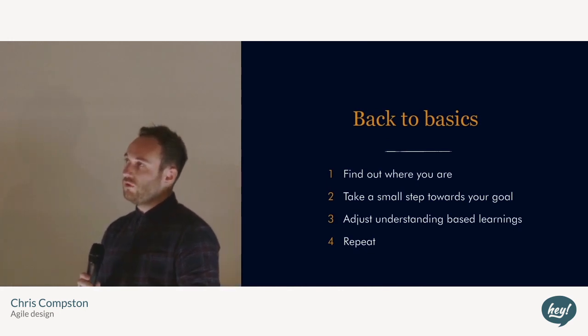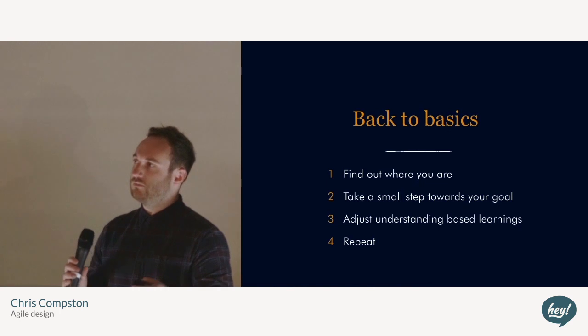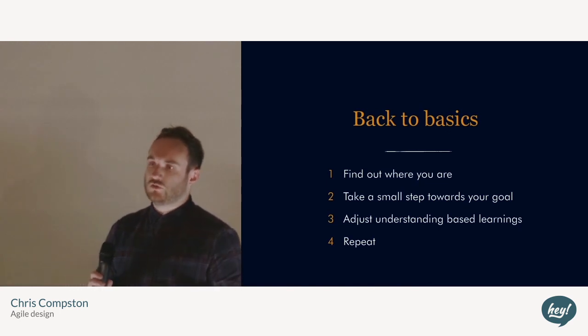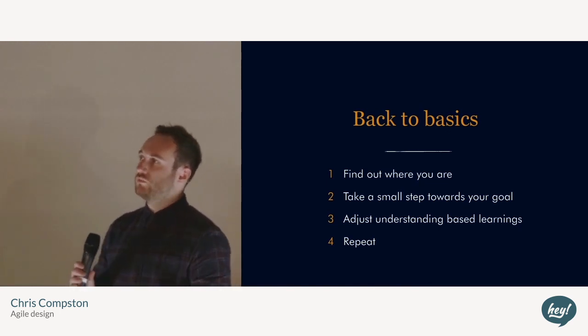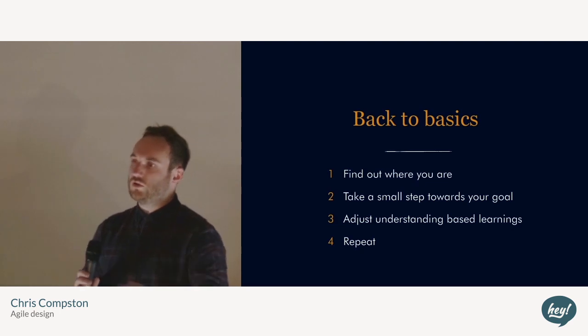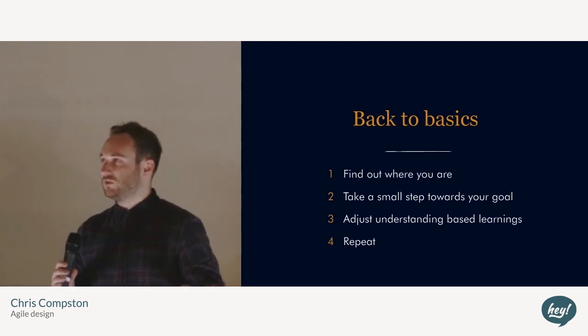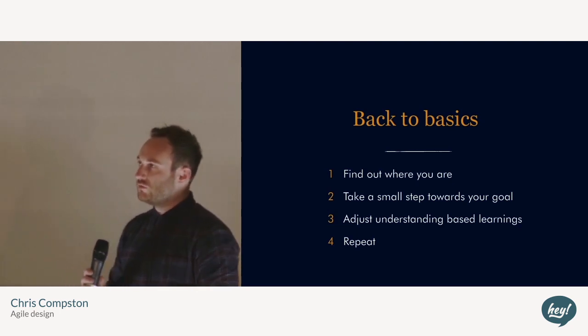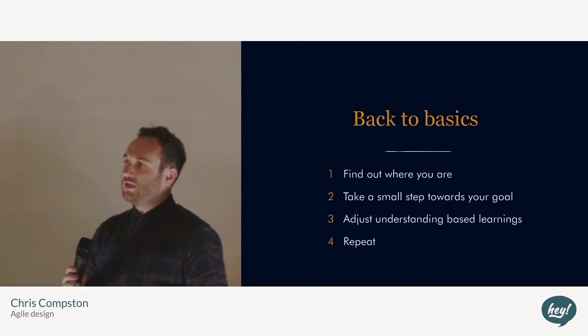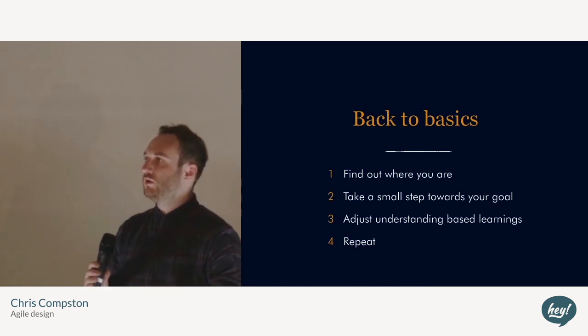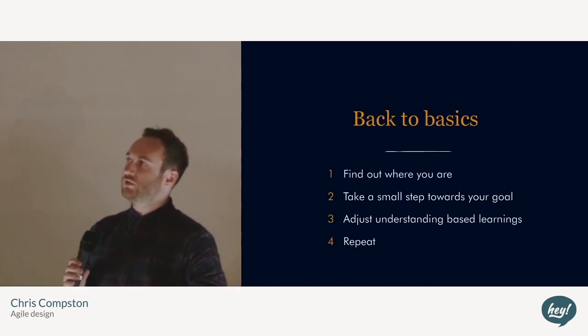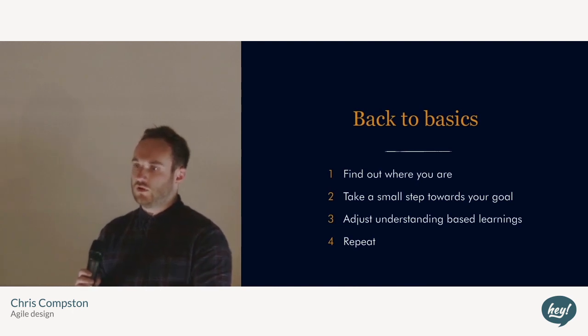As I said before, you should really sit down, find out where you are, do some user research, do some planning, do some discovering. You take a small step towards your goal, which might be, this is the color palette I was considering using. This was the navigation style I think we should use based on user research. And you take it back to the client, you take it back to the stakeholder, and you basically adjust your understanding based on the learnings that you've come out of.